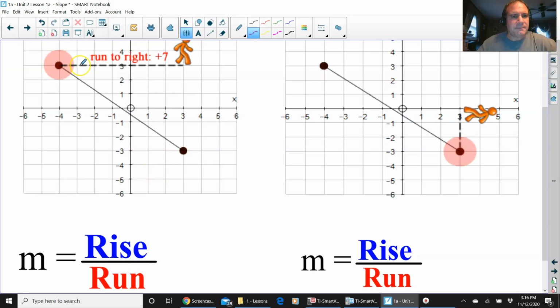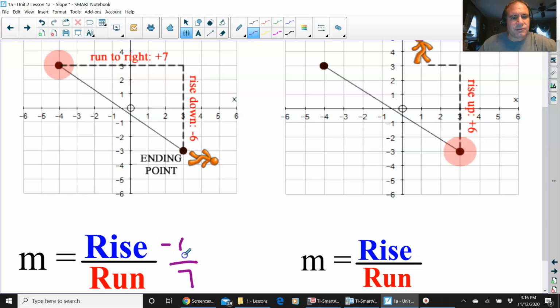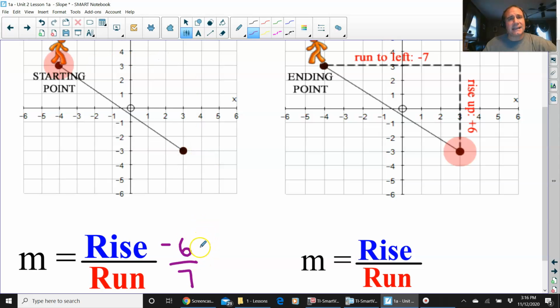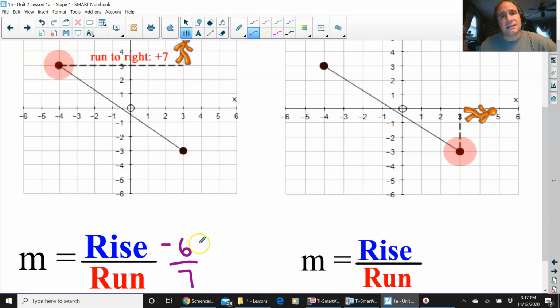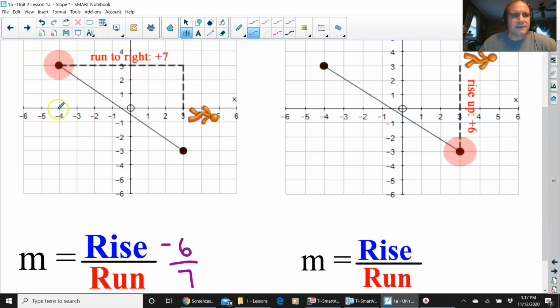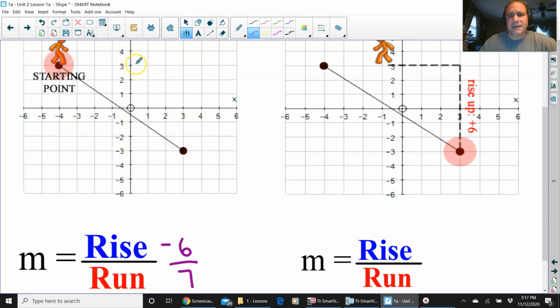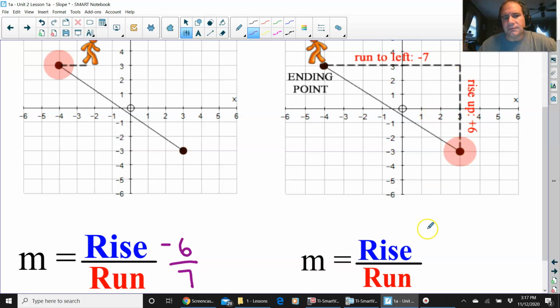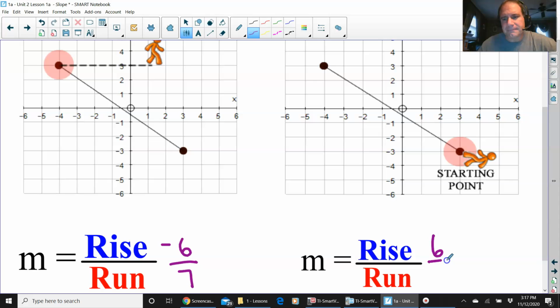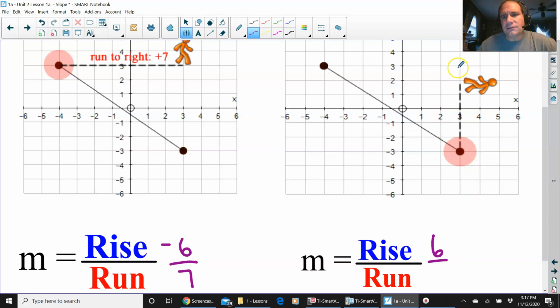All right, so for this one, you're going to have a run of 7 and a rise of -6 because you're going down. Down is negative. Going up is positive. Going to the right is positive. Left, negative. Just like the number line, left is negative. Right is positive. Down is negative. Up is positive. So if you went up and you were rising up, you would have 6. If you are running to the left 7, you would have -7.